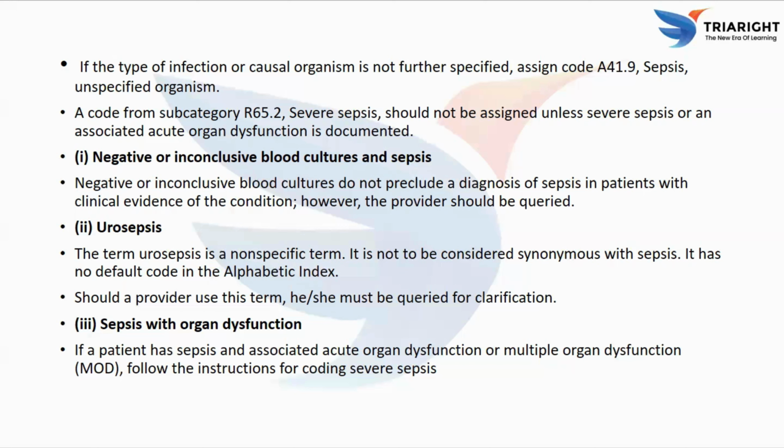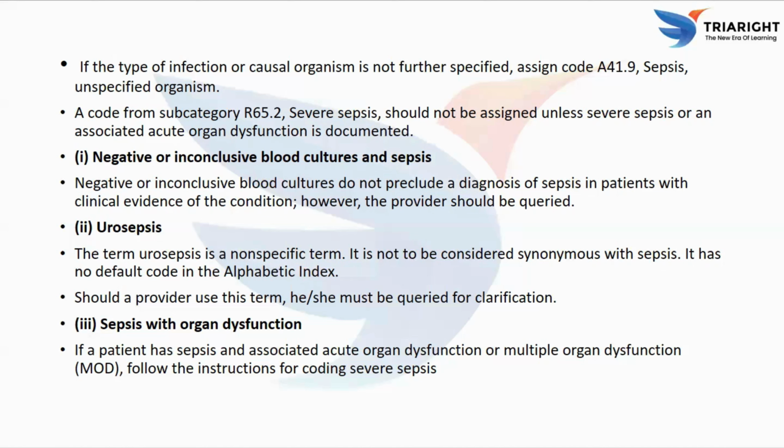So next is urosepsis. The term urosepsis is non-specific and it is not considered synonymous with sepsis. It has no default code in ICD-10-CM; the provider must be queried. Urosepsis is an ambiguous term. It could mean UTI, pyelonephritis, or sepsis from a urinary source. ICD-10 does not allow a default code because it is unclear.